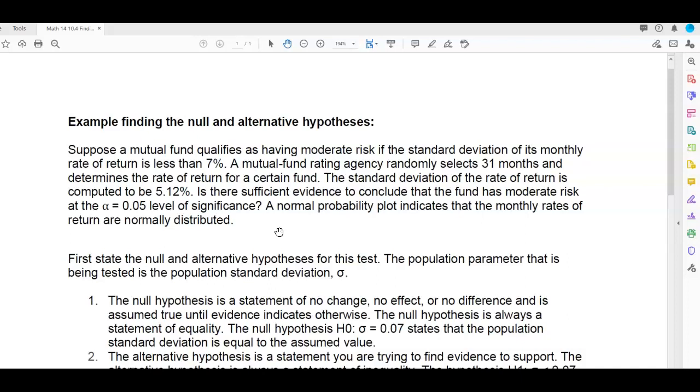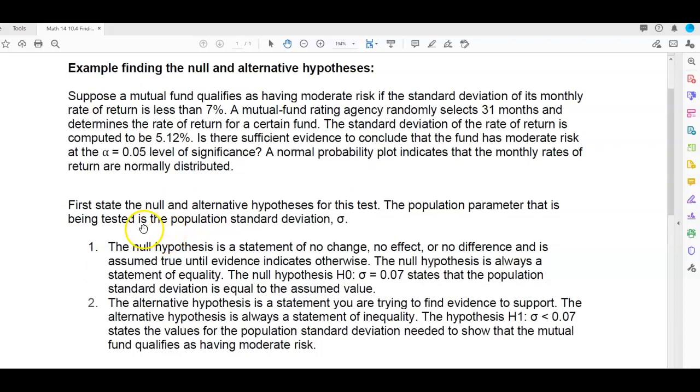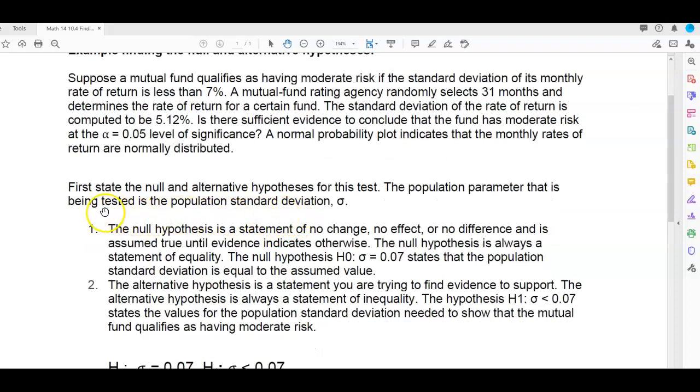Is there sufficient evidence to conclude that the fund has moderate risk at the significance level of 0.05? A normal probability plot indicates that the monthly rates of return are normally distributed. Now first, we want to state the null and the alternative hypothesis for this test. The population parameter that is being tested is the population standard deviation. So we're using sigma as the symbol.